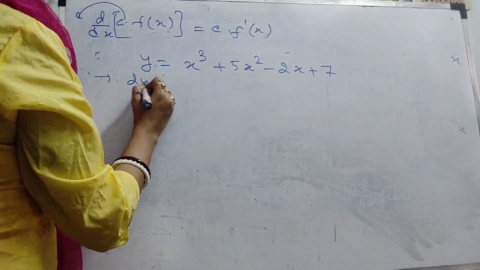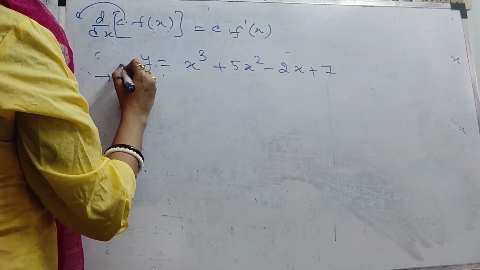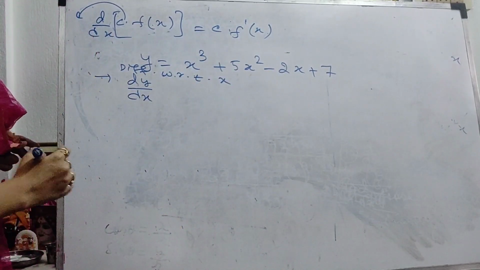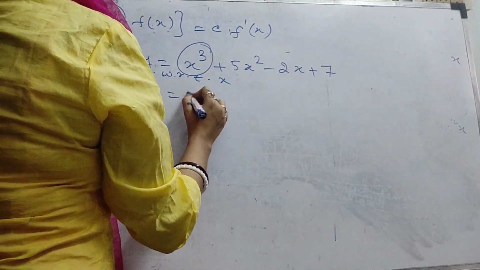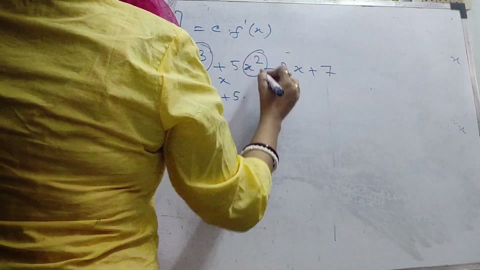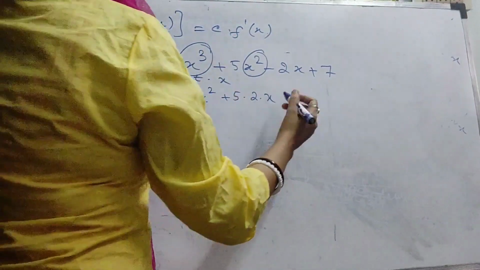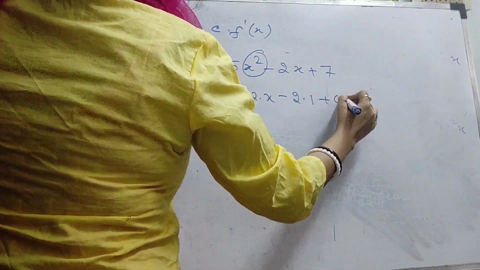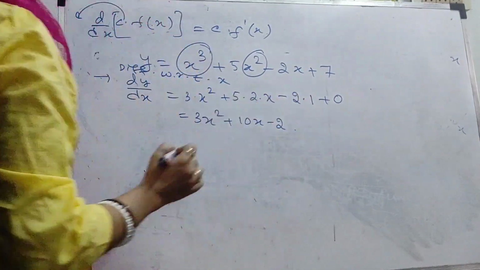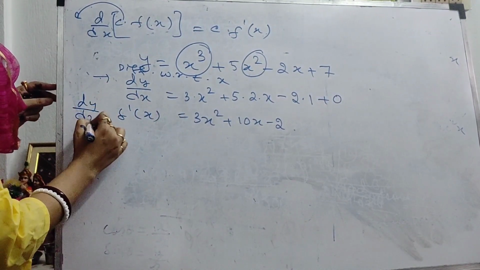Now dy/dx. Remember one thing, you have to write that you are differentiating with respect to x. Don't forget to write. x cube, what will happen? 3 into x square. x square, what will happen? 2 into x. 2 will come down and power will reduce by 1. 2x is 2 into 1, 7 is 0. So answer is 3x square plus 10x minus 2. You can write it f dash x or you can write it dy/dx. The same thing.